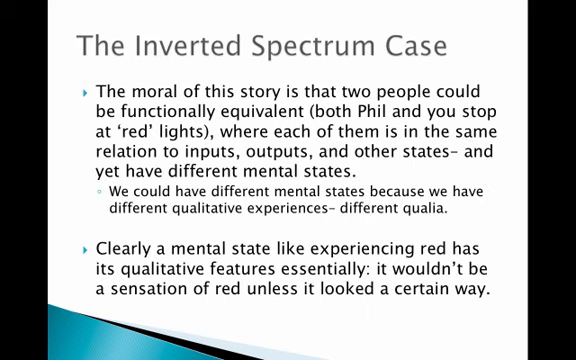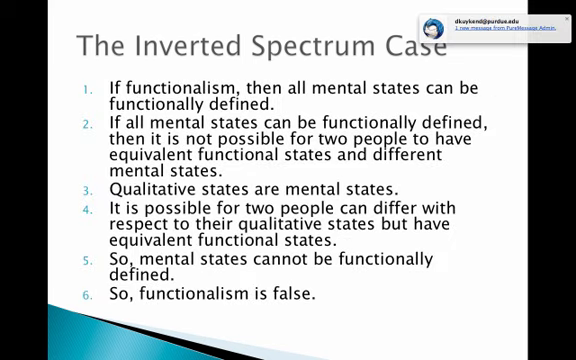Well, what's the moral of the story? The moral of the story is that two people could be functionally equivalent. Both Phil and you stop at red lights, where each of them is in the same relation to inputs, outputs, and other states, and yet have very different mental states. We could have different mental states because we have different qualitative experiences, different qualia. So clearly then a mental state like experiencing red has its qualitative features essentially. It wouldn't be a sensation of red unless it looked a certain way. Well, functionalism does not capture this.